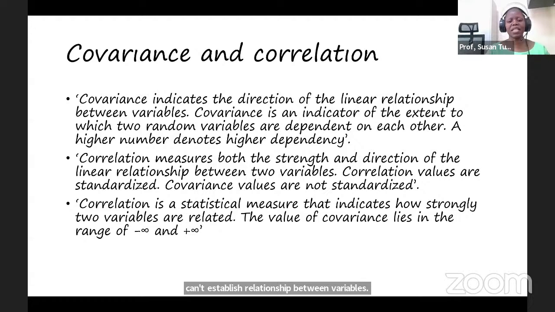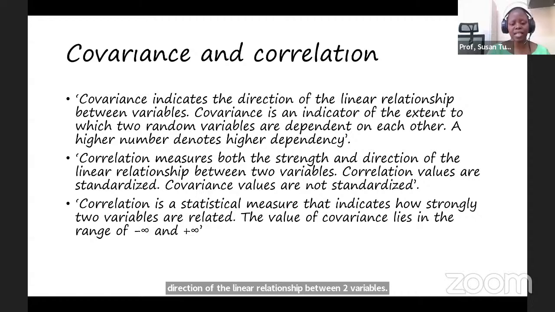So covariance indicates the direction of the linear relationship between variables. Covariance is an indicator of the extent to which two variables are dependent on each other. A higher number denotes a higher dependence under covariance. Correlation measures both strength and direction of the linear relationship between two variables.